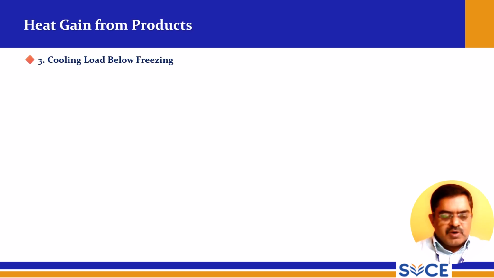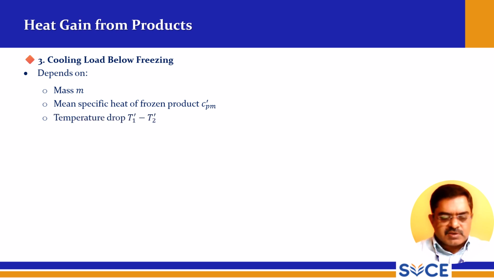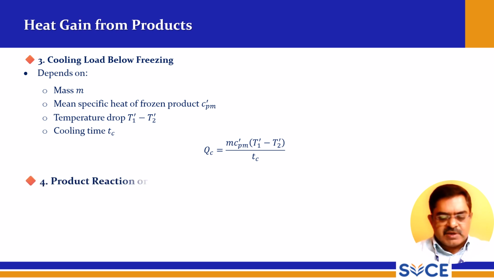So here, cooling load below freezing depends on mass, mean specific heat of frozen products C dash PM, temperature drop T1 minus T2, and cooling time Tc. So Qc is equal to M C dash PM into T dash 1 minus T dash 2 divided by Tc.